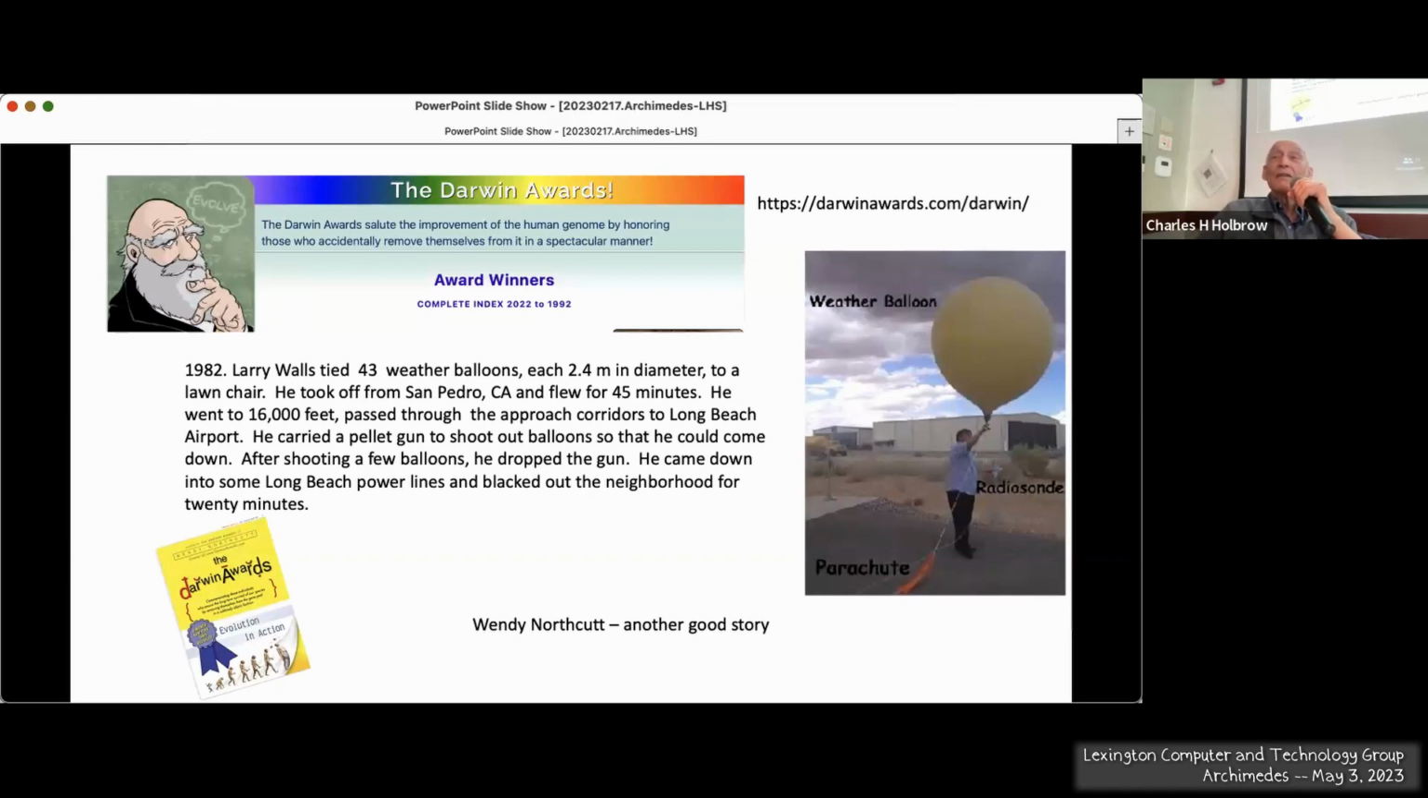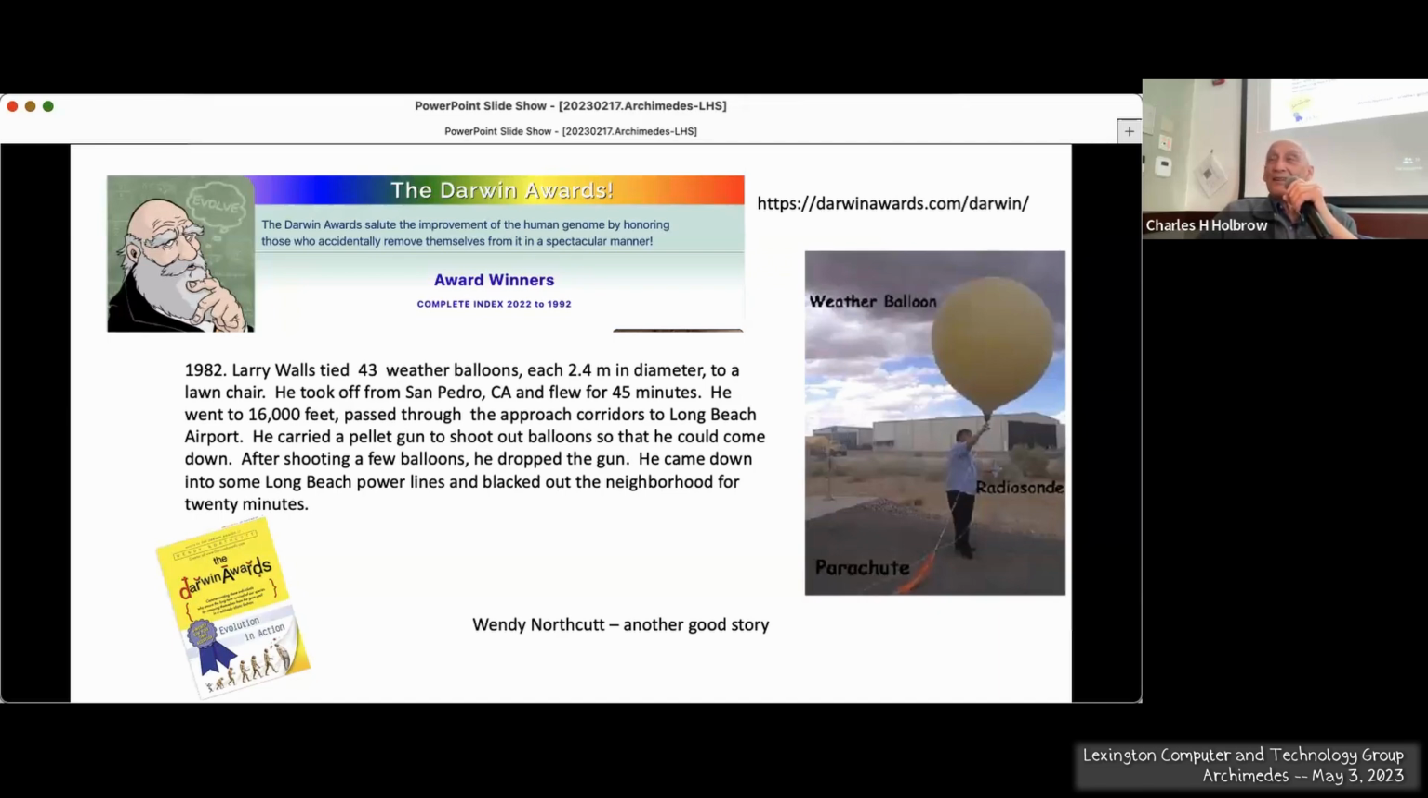He was met by the troopers who were waiting for him, and later, not much later, by FAA agents for violating the airspace. I mean, he was in a protected corridor, and also he was going to be fined $4,000 because he had flown an aircraft that had not been certified as airworthy, which were the 42 balloons tied to his lawn chair.